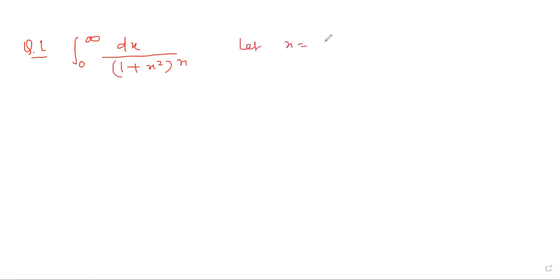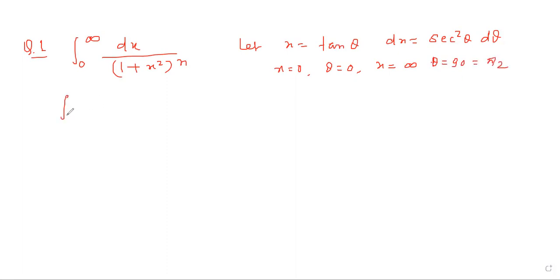Let x equal to tan theta, dx equal to sec square theta d theta. We change the limits. When x equal to 0, theta will be 0. When x equal to infinity, then theta will be 90 degrees or pi by 2. We put this value here. Suppose the function is I, 0 to pi by 2.